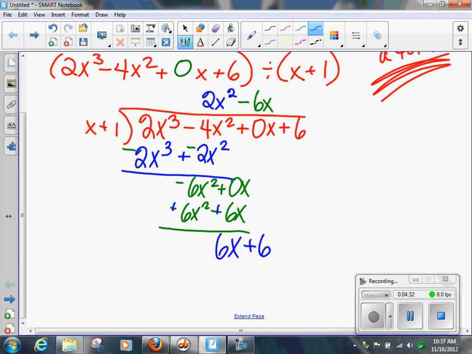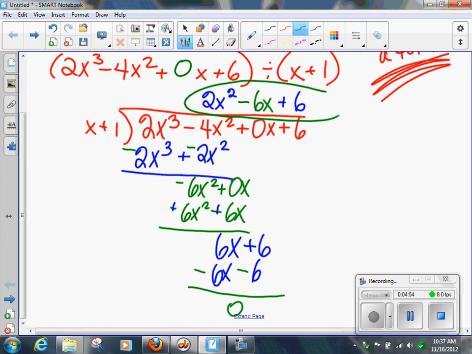Same process again. X times what is 6x? 6. 6 times x is 6x. 6 times 1 is 6. Change the signs. They're both positive. I want to make them negative now. What's my remainder? 0. So that means my quotient, my answer to this problem is 2x squared minus 6x plus 6, right on? Questions at all? Is this fairly easy?